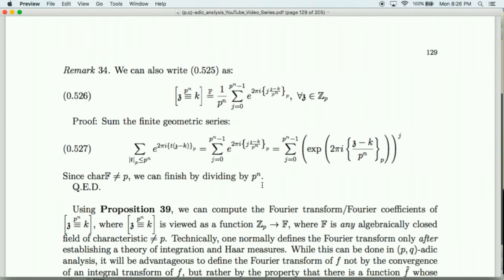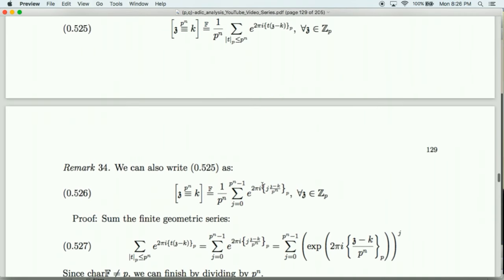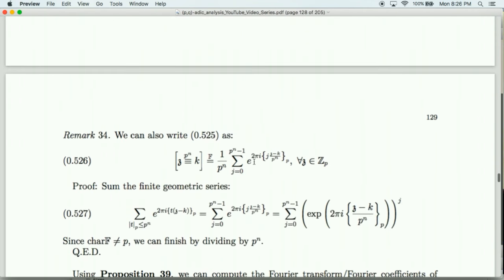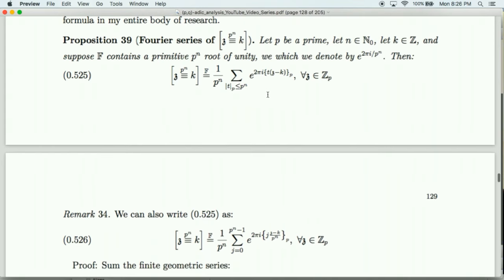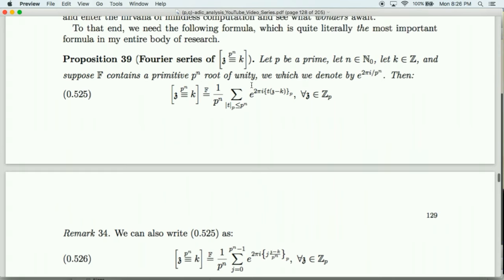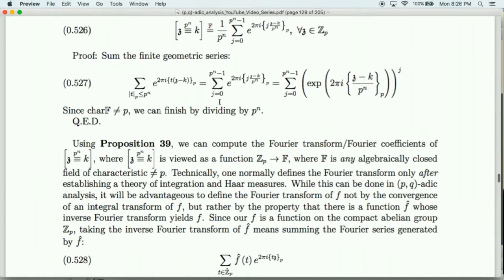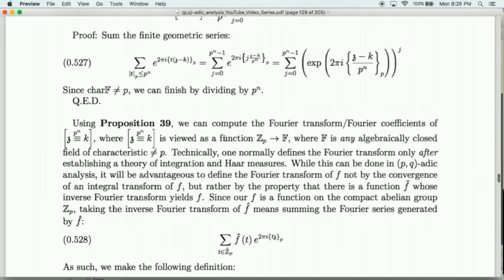And so this is where things get fun. We can view this formula as the Fourier transform of this function. And this formula and this result holds no matter what field we pick, as long as our field, of course, contains a primitive p to the nth root of unity in order for this to make sense. And also we need the characteristic of F to be not equal to p so that we can divide by p to the n. Yeah, so we're going to milk this, and we're going to milk it so much.